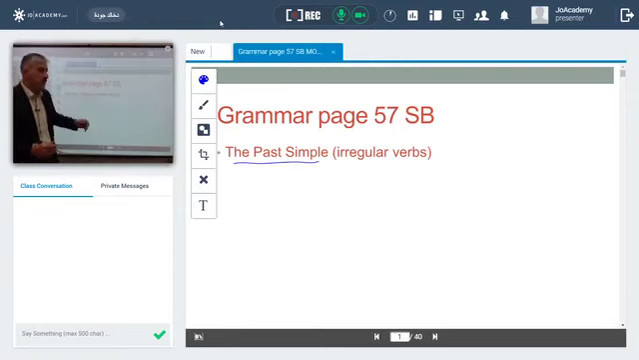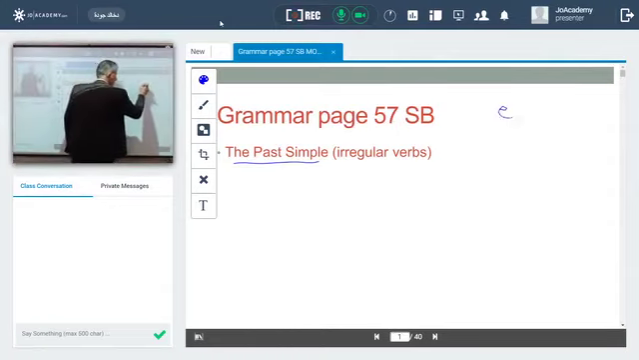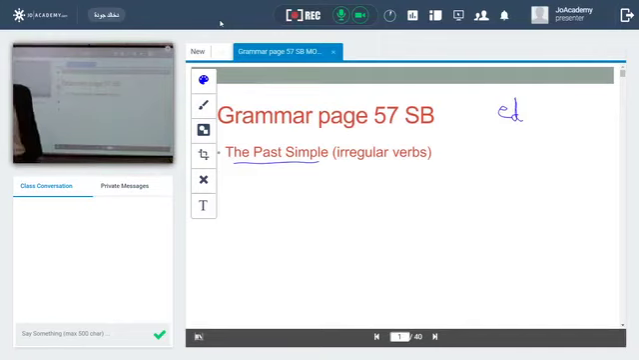Today we are going to talk about the irregular verbs, because in the past we talked about the past. We used to add ed and we said this is a regular form of the verb. But today we are going to talk about the irregular verbs, and we have to learn them by heart. For the irregular verbs, there is no fixed rule to make the simple past. So we need to learn them.